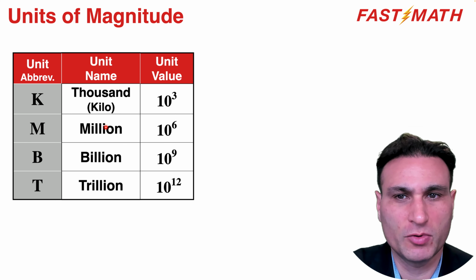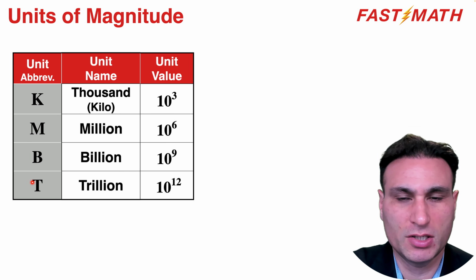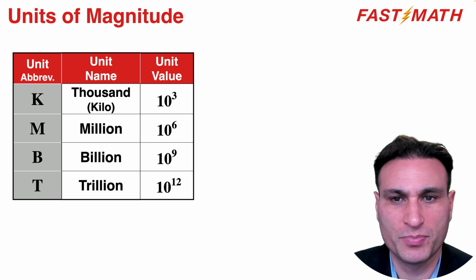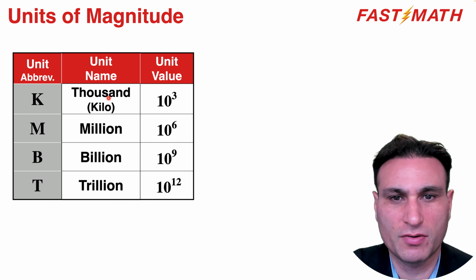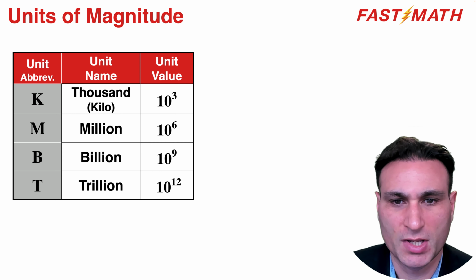M is for million, which is 10 to the 6th. B is for billion, which is 10 to the 9th. And T is for trillion, which is 10 to the 12th. Each abbreviation is the first letter of the unit name, except K is the abbreviation for 1,000 from kilo. Since we use T for trillion, we can't use T for 1,000, so we use K instead.